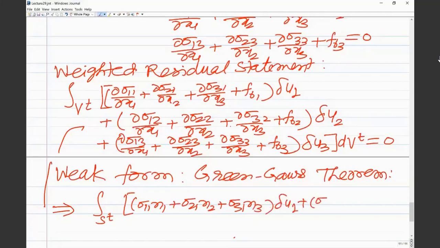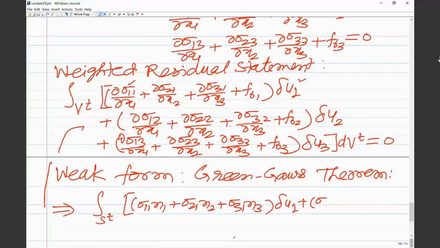While transferring the derivatives from sigma to the delta Ui's, we use integration by parts, and in the integration by parts, we generate two types of terms. One is the volume integral, and the other is the area integral. So in the area integral, you finally have the traction components coming into the picture.